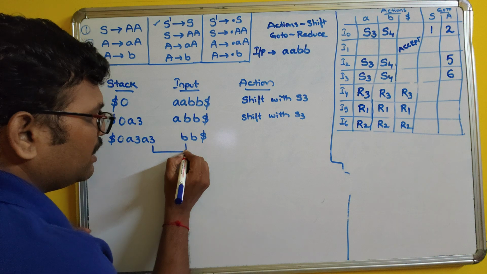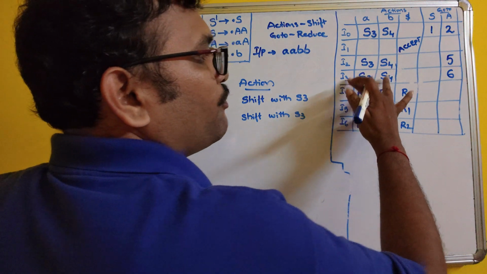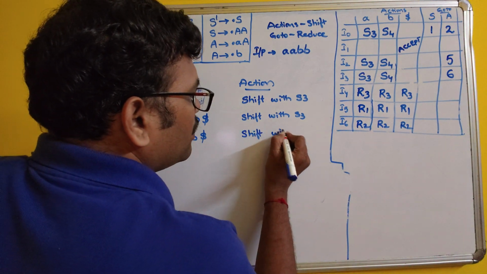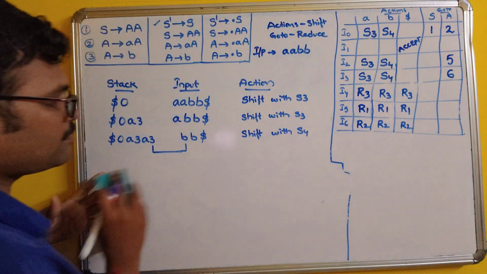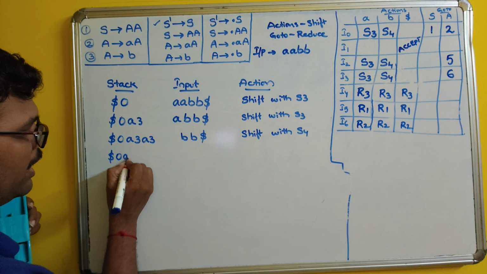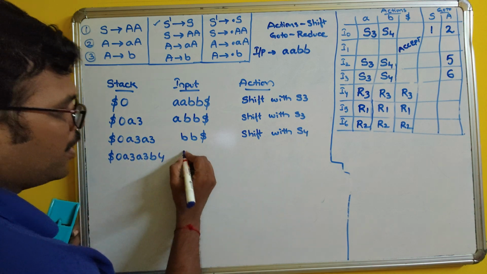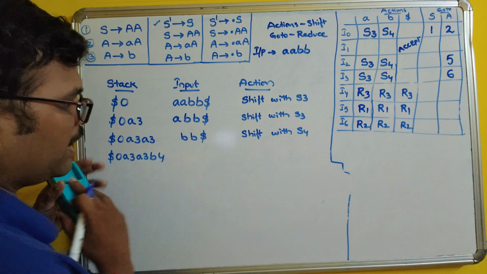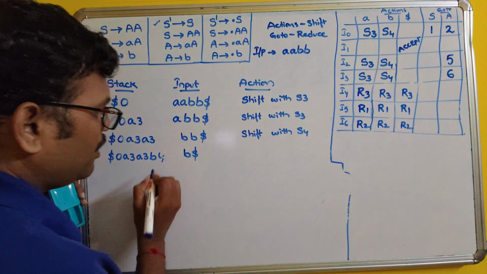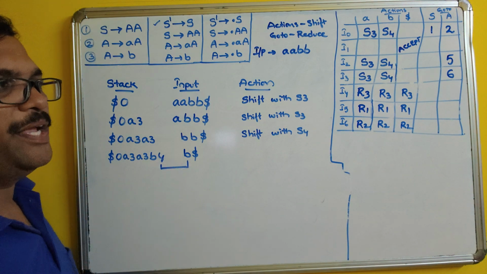Again now we have to go with 3 with B. 3 with B, it's a shift 4. Now again shift with S4. What we have to do? The next one will be 0, A, 3, A3, B4. Okay. Now the remaining input will be B dollar. Now again go with 4 and B.